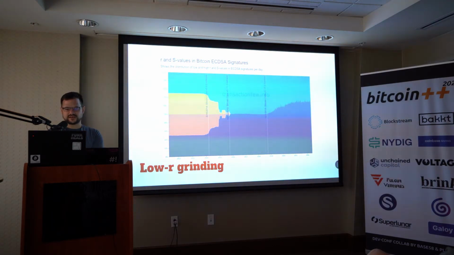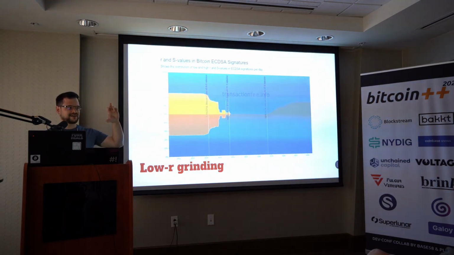Here, what you see in the back here is people starting to repeat signatures a few times until they get a low R signature. And why would they do this? The encoding we use for signatures, the DER encoding, adds another byte if you are in the upper half of the curve. So if you have a high R signature, the R value is 33 bytes instead of 32 bytes, and you actually have to pay for a byte more.